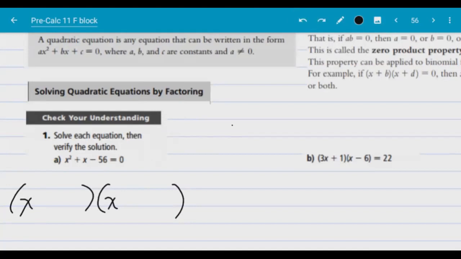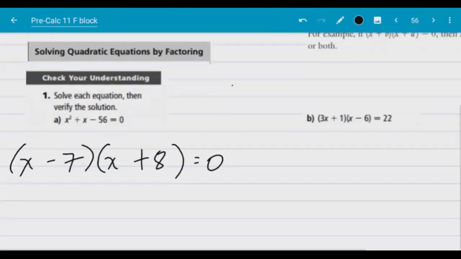All right. But then one is positive, one is negative. That means to have a sum of positive 1, the 8 has to be the bigger number. So quickly check: x times x is x squared, x times 8 is 8x, negative 7 times x is negative 7x. So the sum is positive x. Negative 7 times 8 is negative 56. All right. And there is your equal to 0 as we solve it.